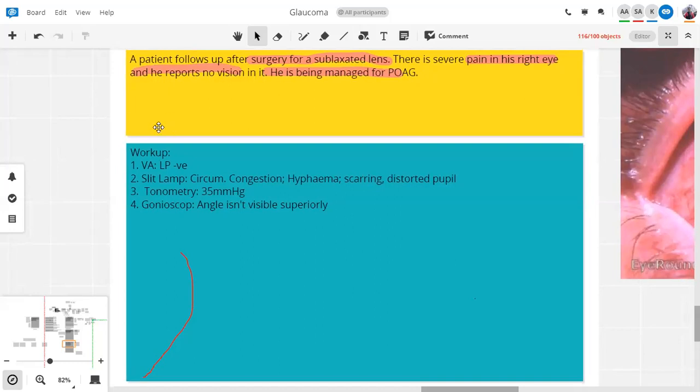Perimetry we can do to find out the visual fields. In that eye, that person has no light perception. So if we cannot even perceive light, perimetry will not show us anything. It won't tell us anything. And why have we checked visual acuity when we take a history of vision loss?